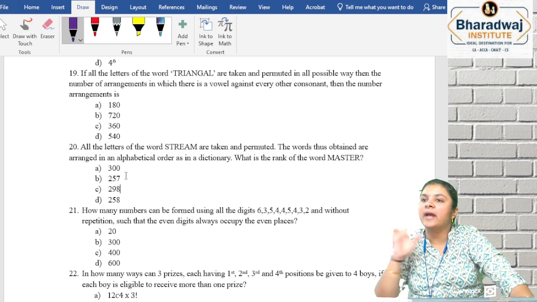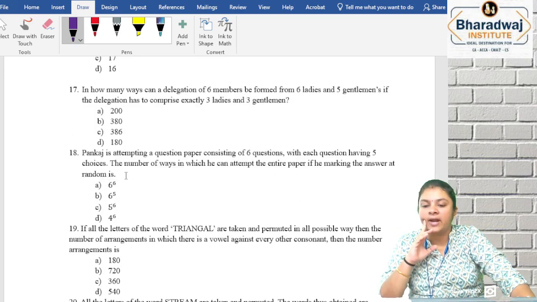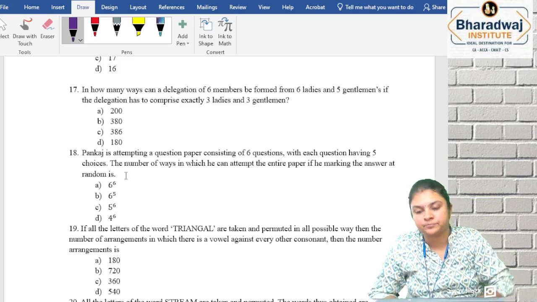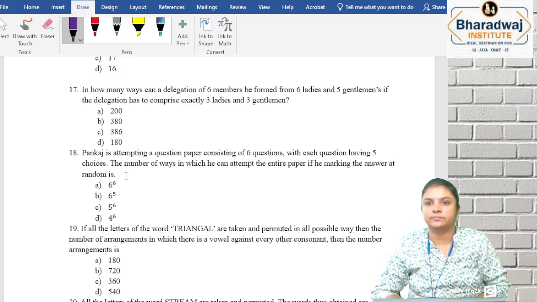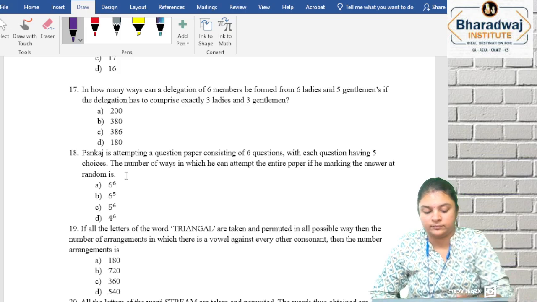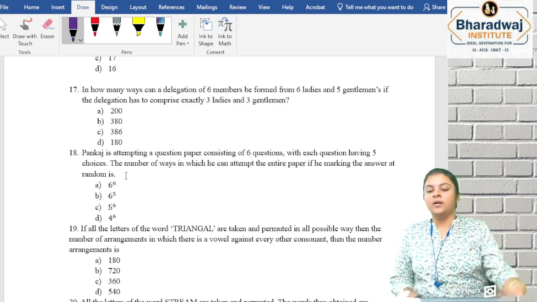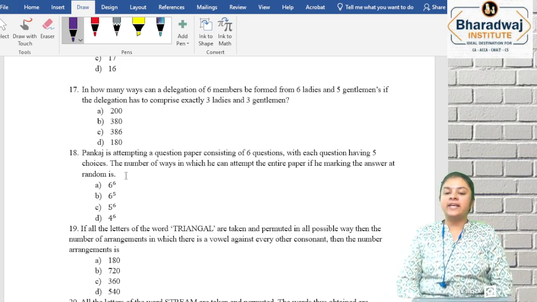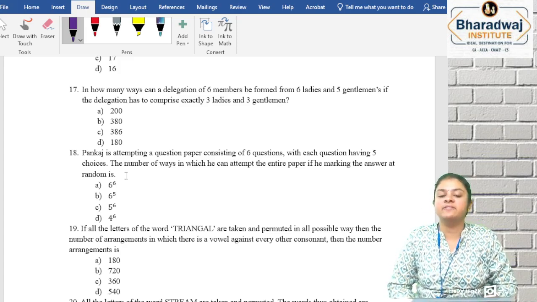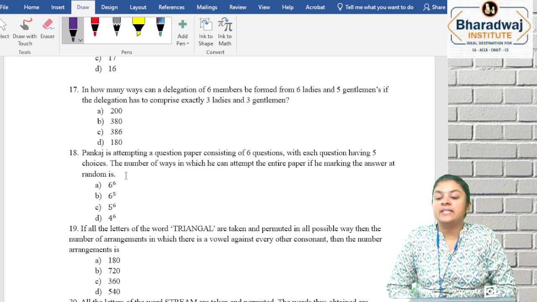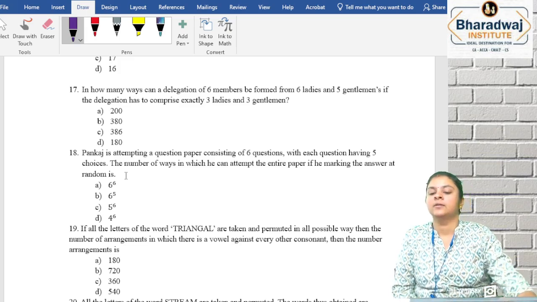So are you clear with how the ranking system works? Yes? Okay. So let's go ahead and do questions 17, 18, 19. Please try. Okay, the 17th one. In how many ways can a delegation of 6 members be formed from 6 ladies and 5 gentlemen if it has to comprise exactly 3 ladies and 3 gentlemen? 6C3 into 5C3, which is 200.